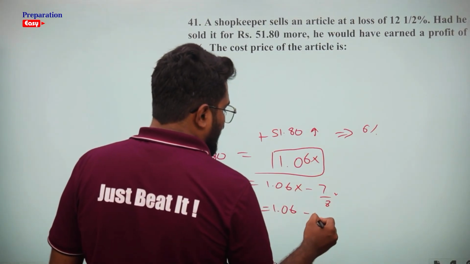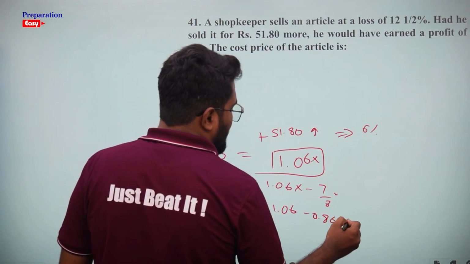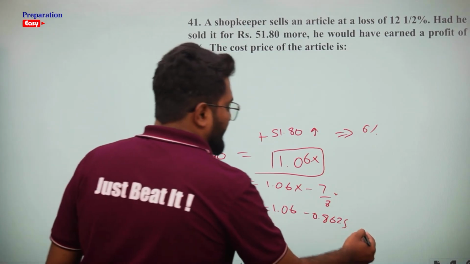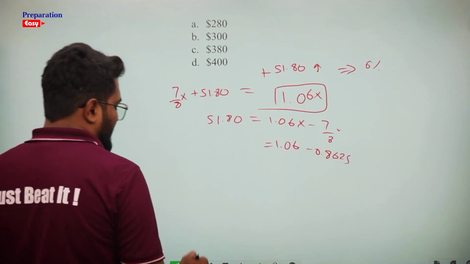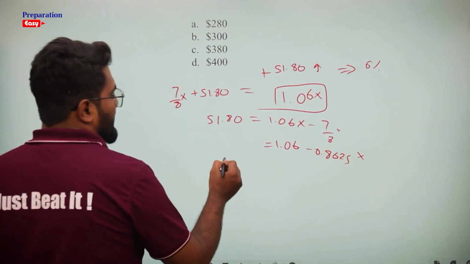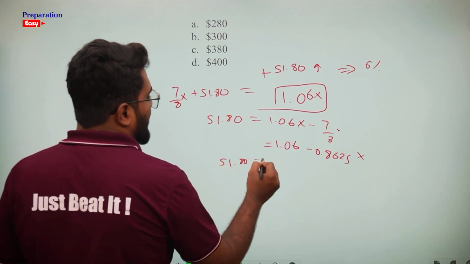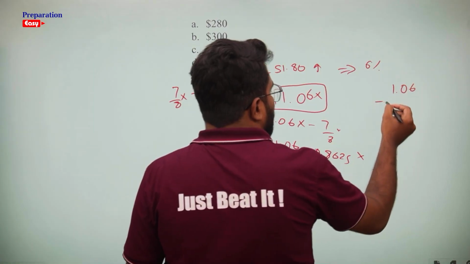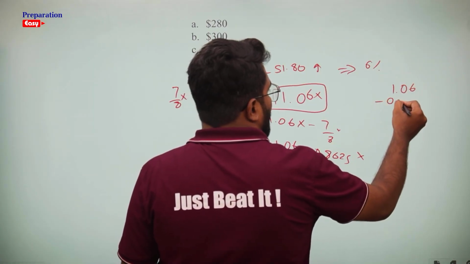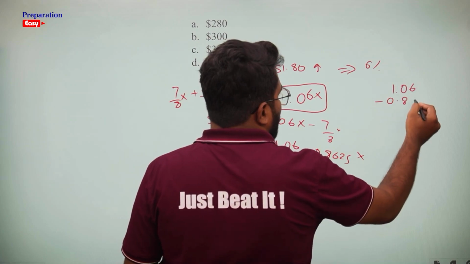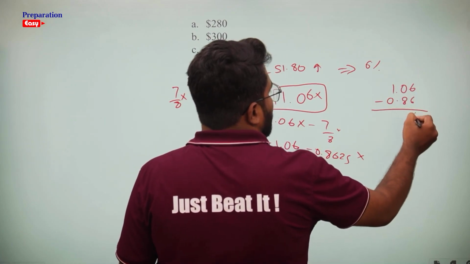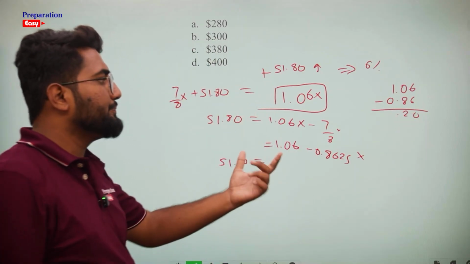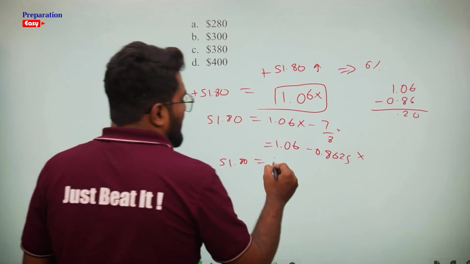The answer would be 0.8625 x. So let's solve it. 51.80 equals 1.06 minus 0.8625. Okay, so 6 minus 6 is 0, 10 minus 8, that is 2. So it will become 0.20x.